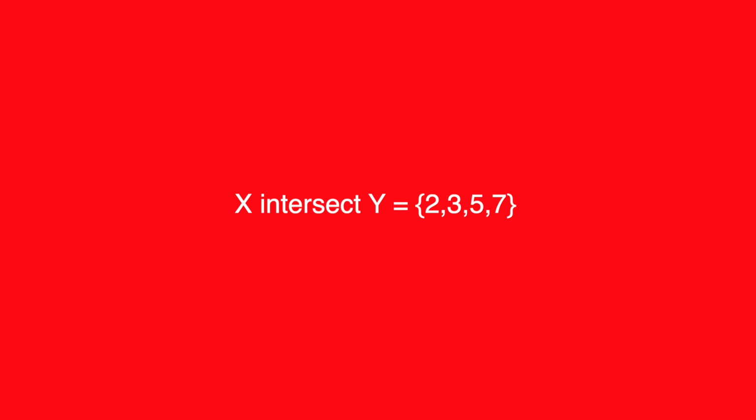Now, what in those 2 actually intersect? What is common in both of them? When we look in set X and we look in set Y, we see both 2, 3, 5, and 7. And the intersection of X and Y, or X intersect Y, would be equal to 2, 3, 5, 7.